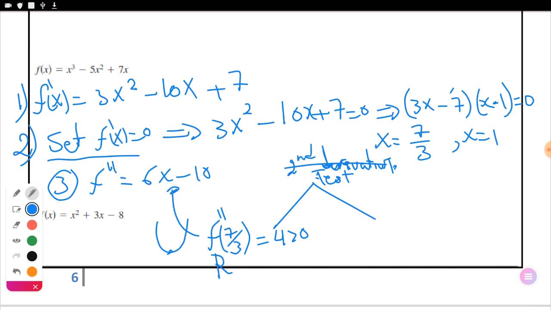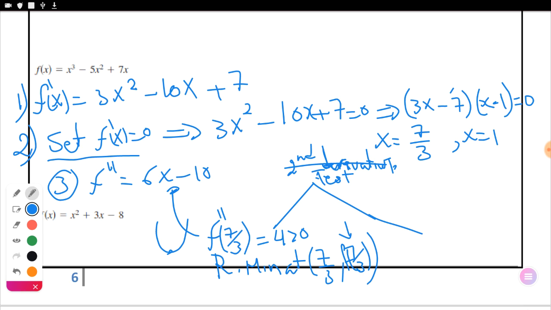Greater than 0 means we have a relative minimum at the value 7 over 3, and f of 7 over 3. Use your calculator because I don't have a calculator now. You can use the calculator, so easy. You have to find this value.